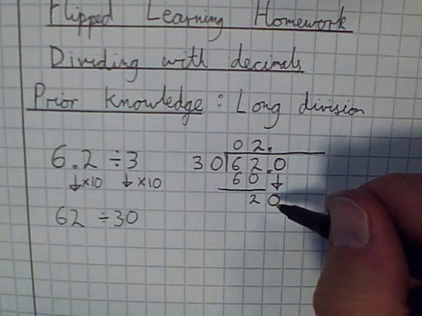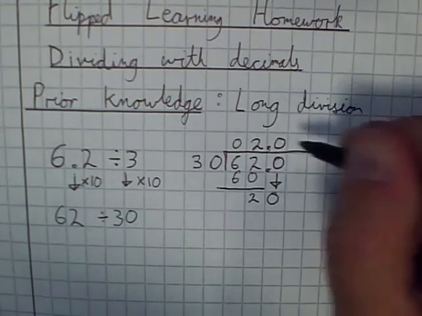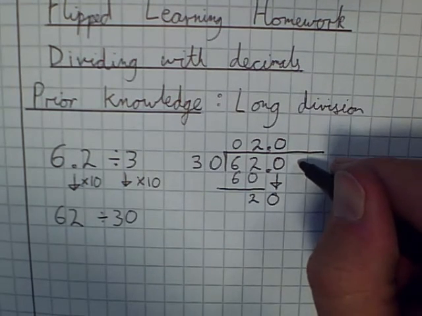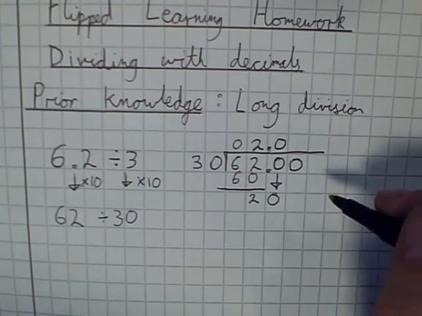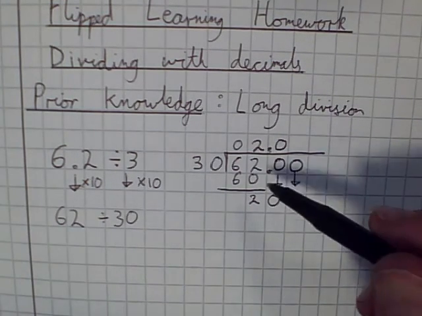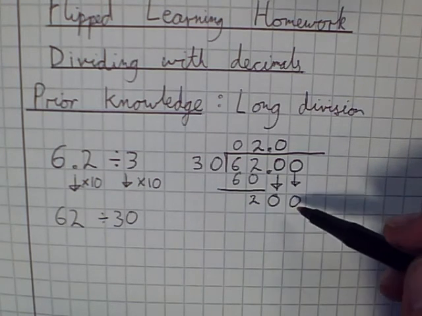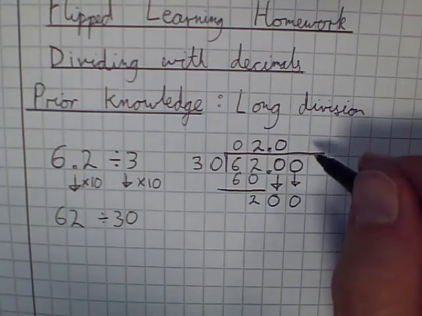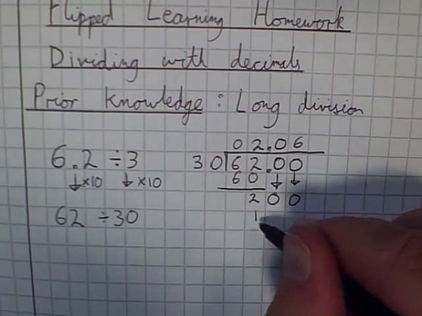This will help me because I can then work out how many lots of 30 go into 20. Well, it's still 0. So no lots of it go in. But how many lots of 30 go into, and here's the next bit, I'm going to add in another 0. How many lots of 30 go into 200? Well, 3 times 6 is 18, so 30 times 6 is 180. 30 times 7 is 210. So 6 lots of 30 fit in, and that comes to 180.